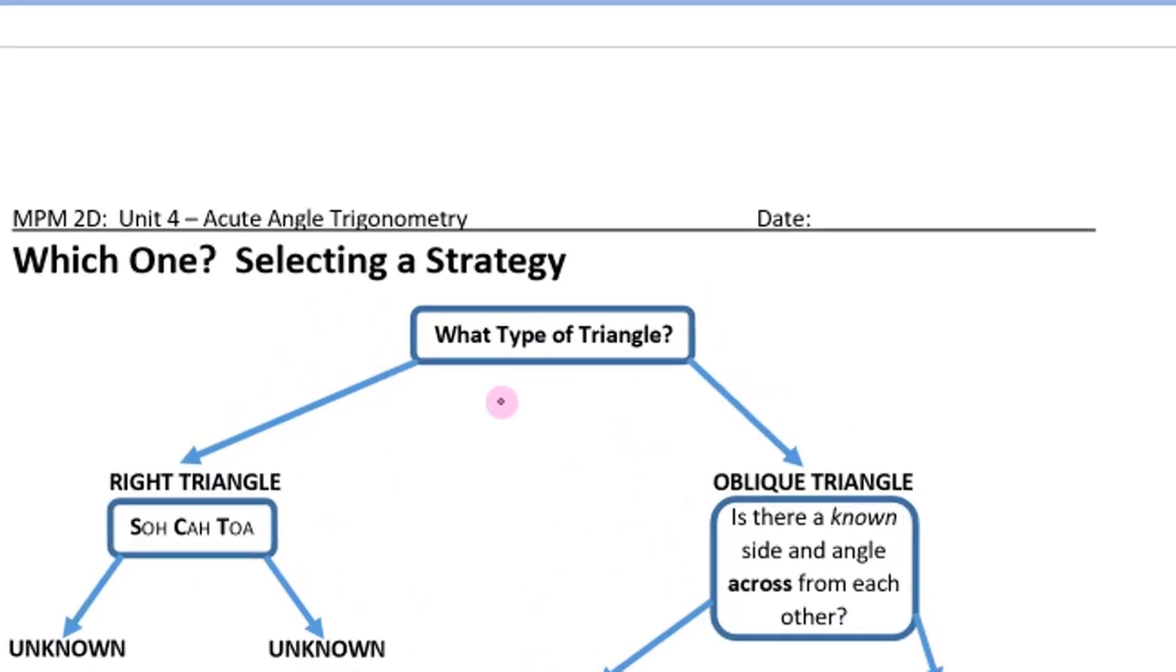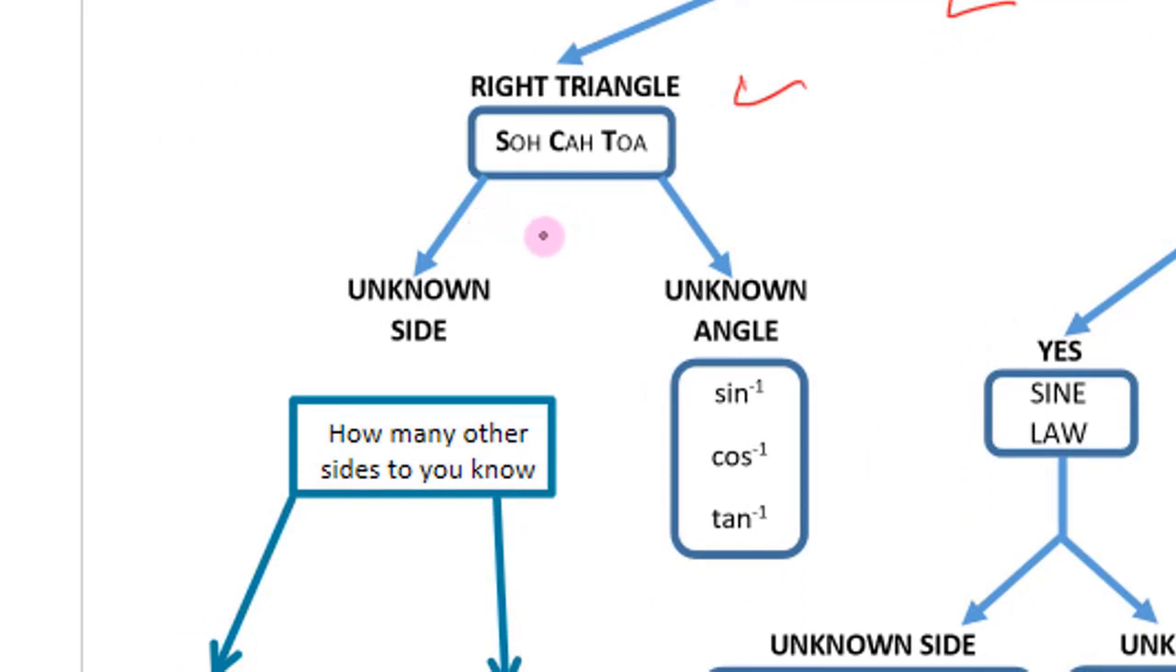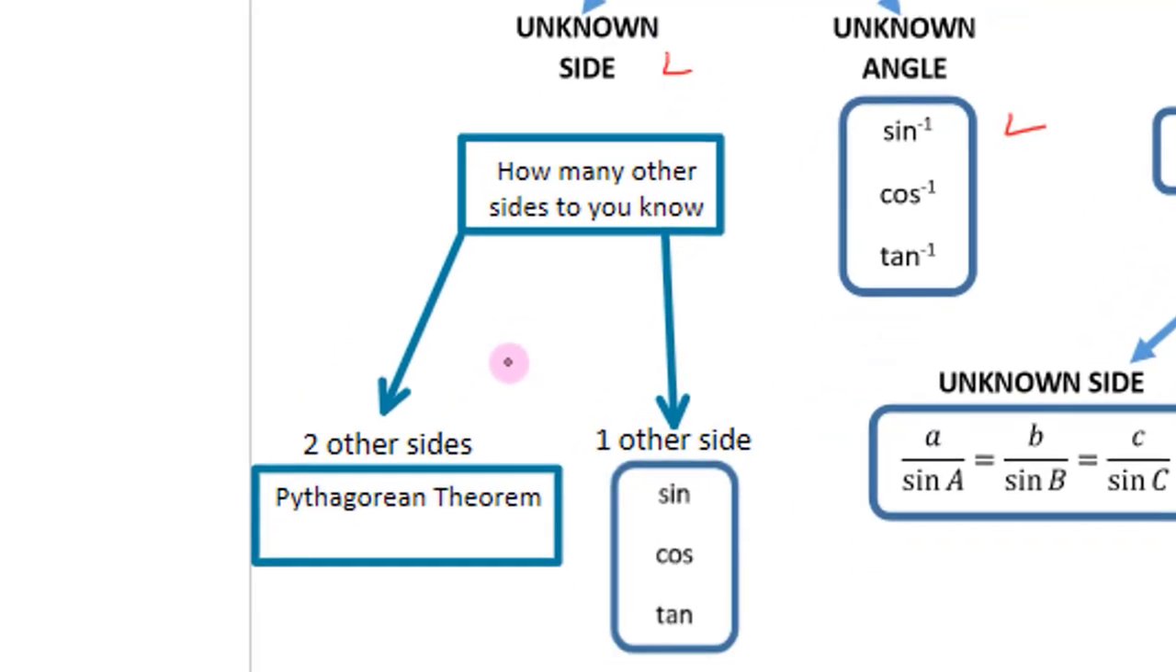If we start up at the top, the first question you should ask yourself is, what type of triangle are we looking at? If it's a right angle triangle, you're going to go down this path. And if it's an oblique triangle, then you're going to go down this path. If it's a right angle triangle, we're probably going to focus in on primary trig ratios. If we're looking for an angle, then we're going to use our inverse functions. If we're looking for a side, there's one other question we have to ask ourselves.